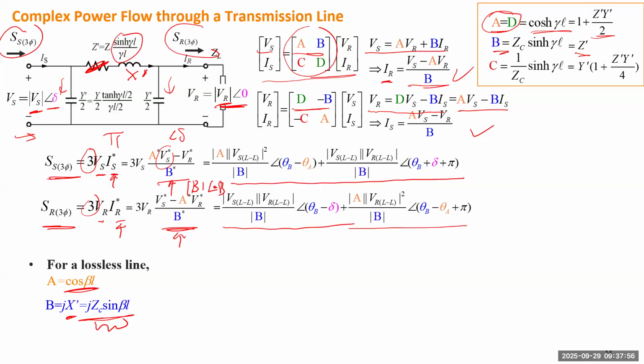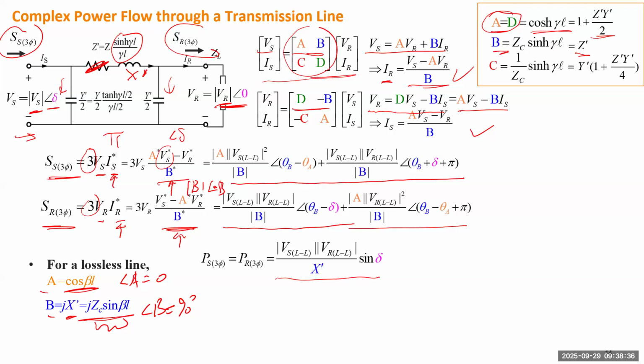So if we plug in this A and this B into the top two formulas, and we know the angle of A will be 0 and the angle of B will be 90 degrees, we can largely simplify the formula. Sending complex power and receiving complex power will be equal because there's no loss on the line. So the active power sent from the left will be completely received at the right, which will be this formula.